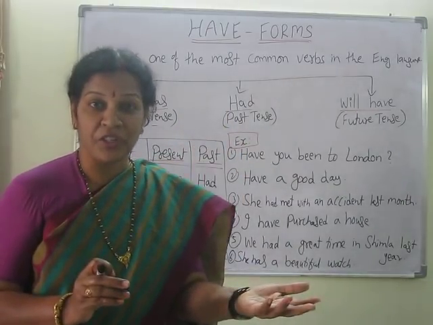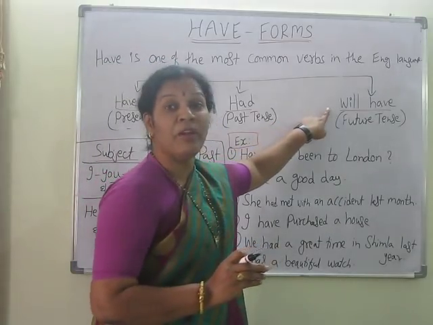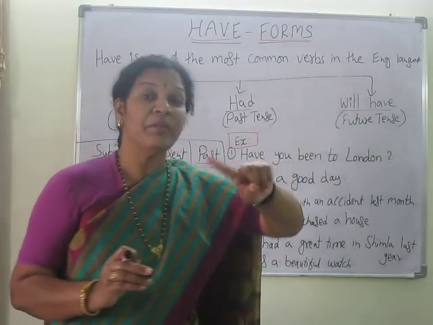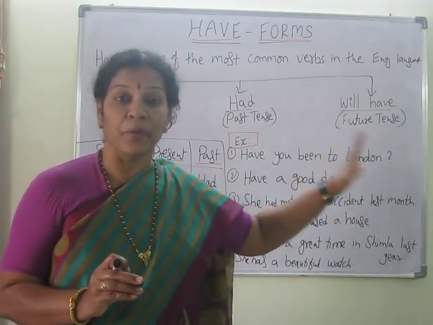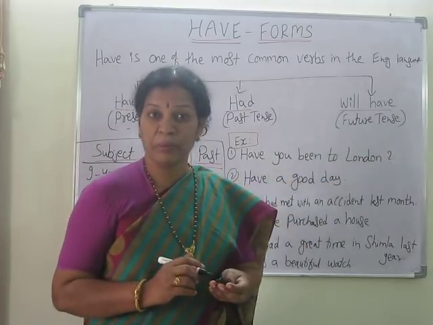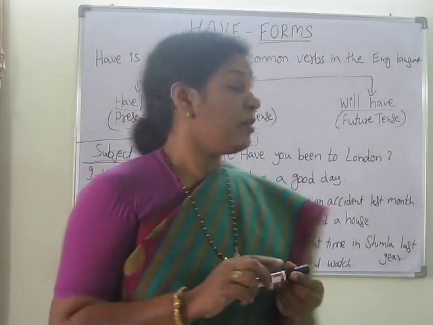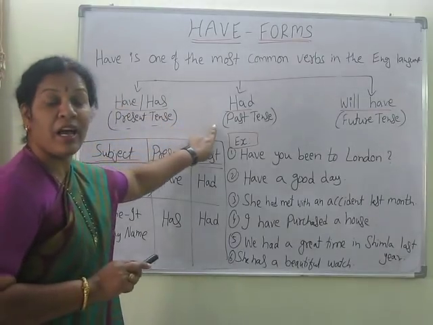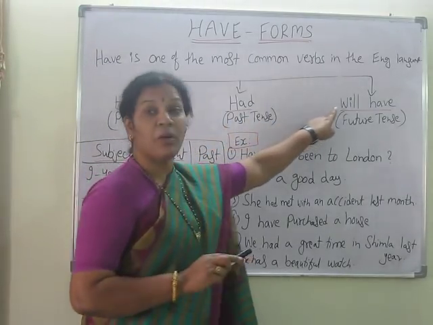And for the future we say will have. With will we never use had. Not "will had". Always "will have". This is for the future tense. Are you able to remember? For present tense we use have, has. For past tense, had. For future tense, will have.